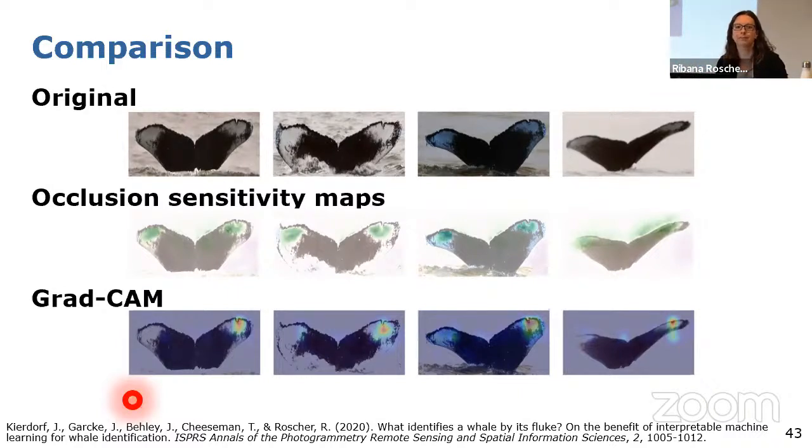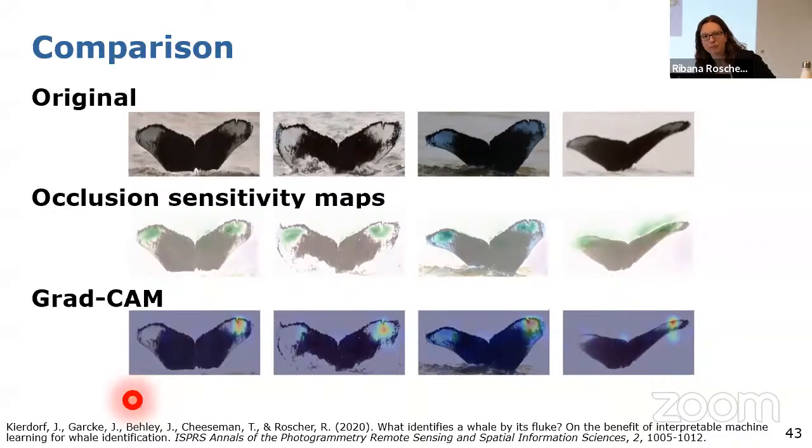I wonder whether it might be dangerous in some cases to apply data augmentation here, because if you flip the image, then the notch would be on the other side of the fluke. But as a whale expert, you recognize that this is a whale because on the right side it has a notch, and it is definitely not the same whale if it's on the left side.